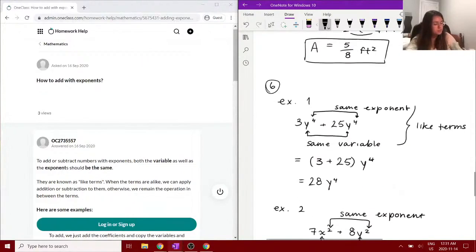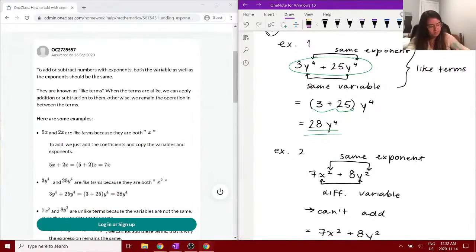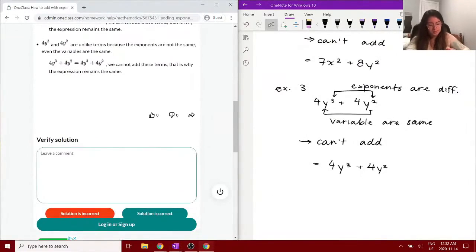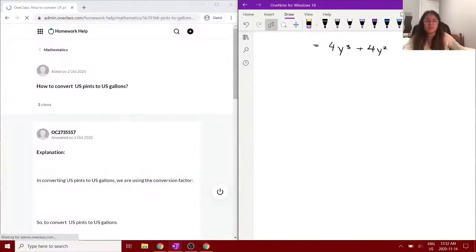Okay, just to review, in the first example, when the exponents were the same and the variables were the same, then we were able to add the coefficients to the variables in order to get our answer. Let's go down. Okay, and they go through the same examples. So correct decision, and we can move on to the next question.